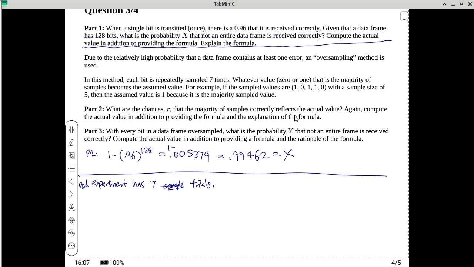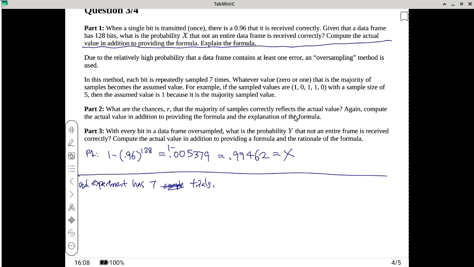Okay, so is that with or without replacement? It is with replacement, right? Okay, so we got a few things pointing in the direction of coin flips already, because the trials are with replacement, and every trial has two outcomes.